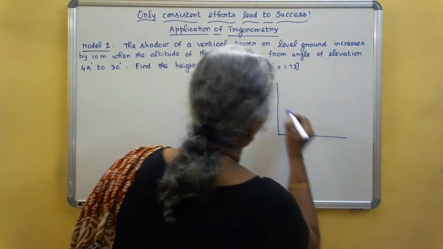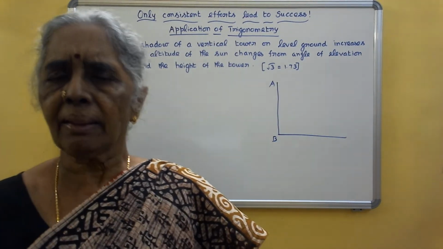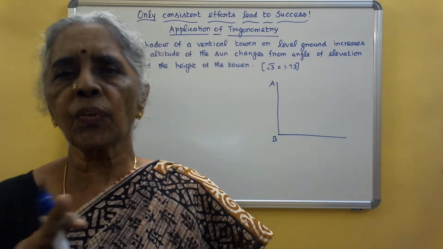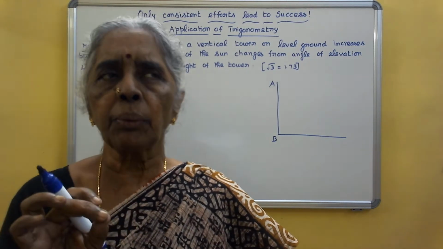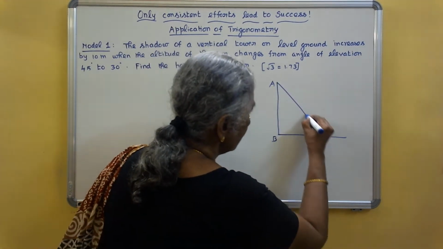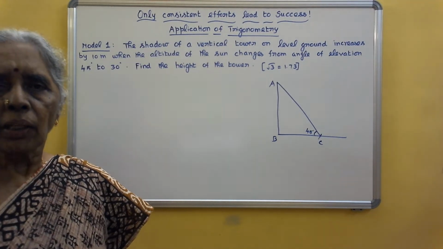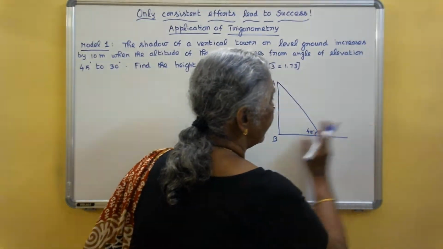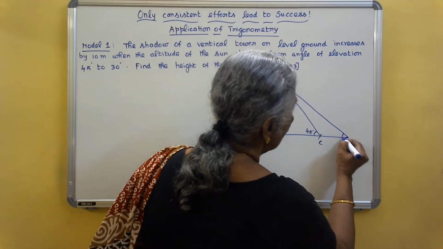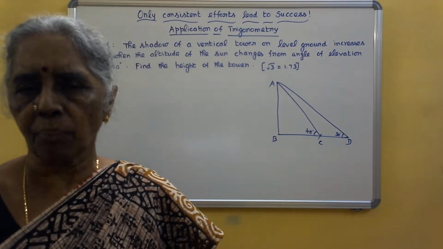This is the tower. I will call this AB. And here you are supposed to have the sun, right? Now, the altitude of the sun changes from angle of elevation 45 to 30. So the angle of elevation decreases. That means, first supposing you are at this place and the angle of elevation is 45. If it decreases, that means you are going this side, that is away. Okay. So now let us take the second point to be this one. So here the angle of elevation is 30 degrees. Drawing the figure, understanding the sum, that is very important.